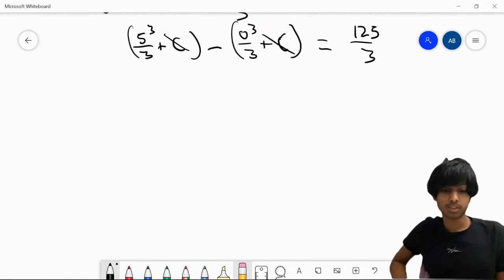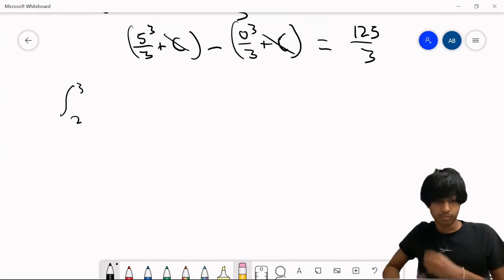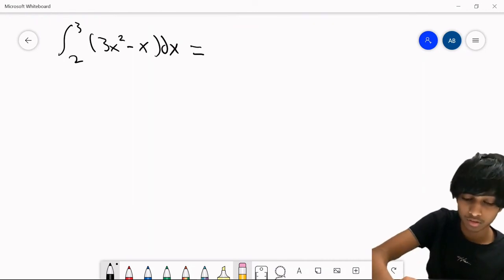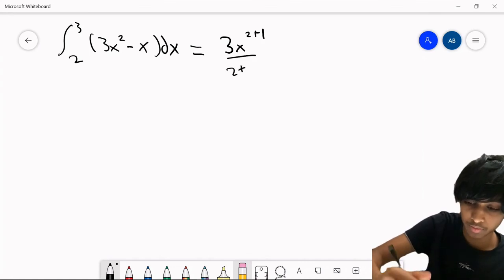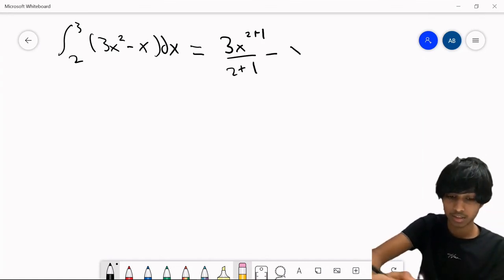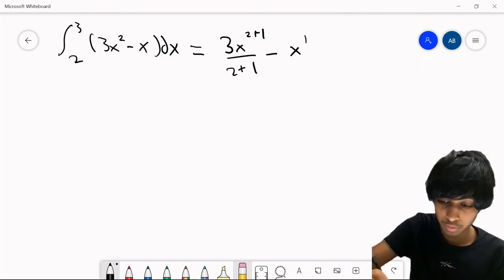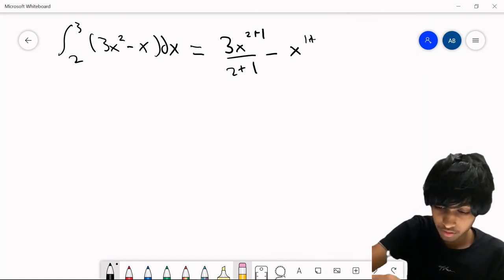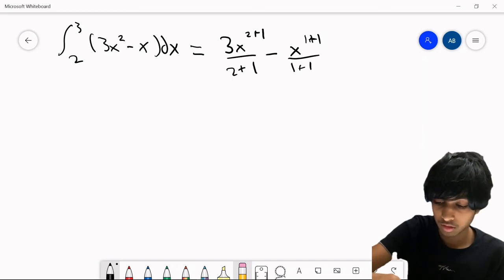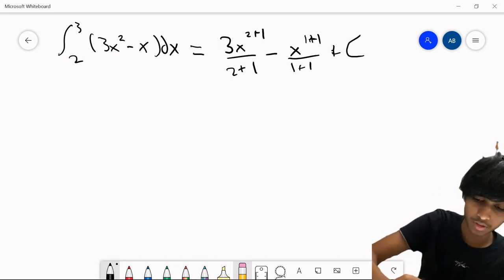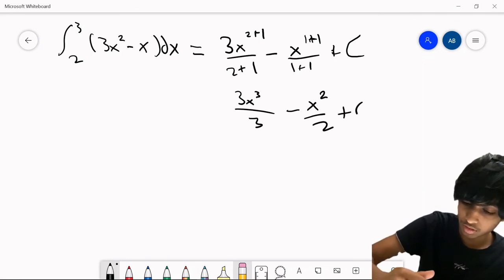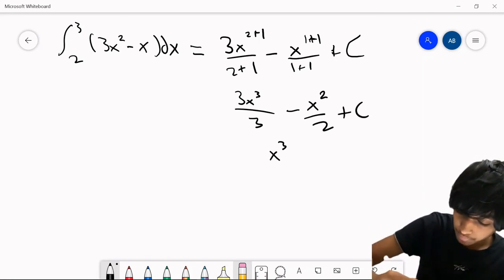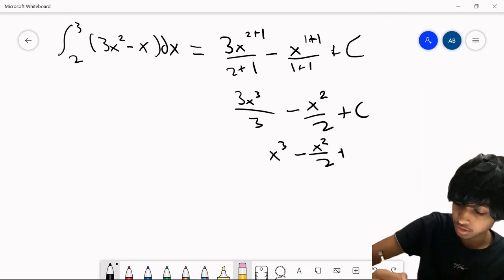Now let's do one more problem. Using all the rules we learned above, we can do this problem now. So it would be 3 times x to the 2 plus 1 over 2 plus 1 minus x to the 1 plus 1 over 1 plus 1 plus c. So that would be 3x cubed over 3 minus x squared over 2 plus c, which would equal x cubed minus x squared over 2 plus c.